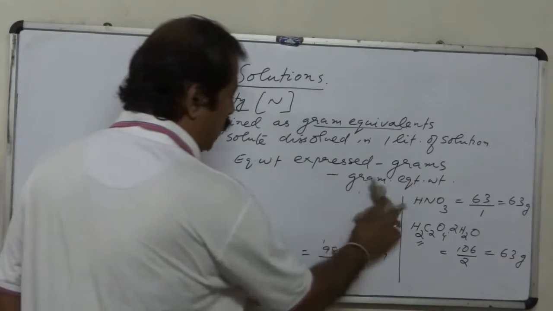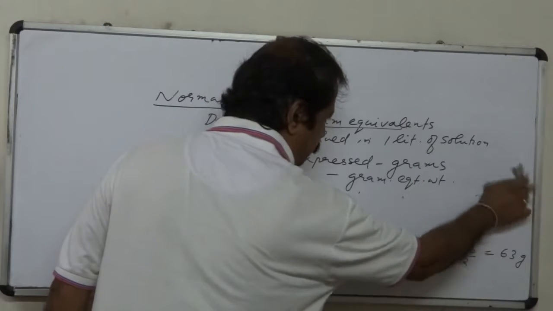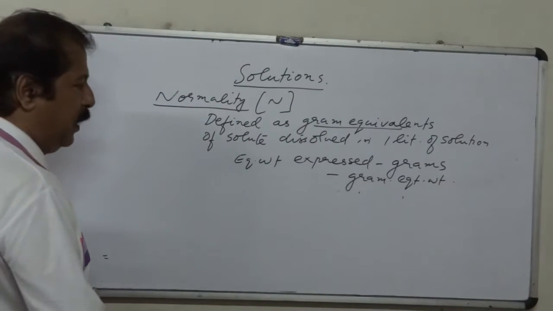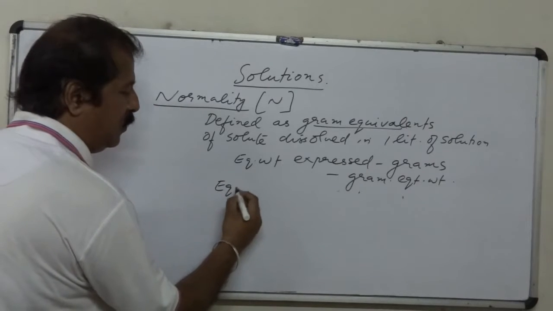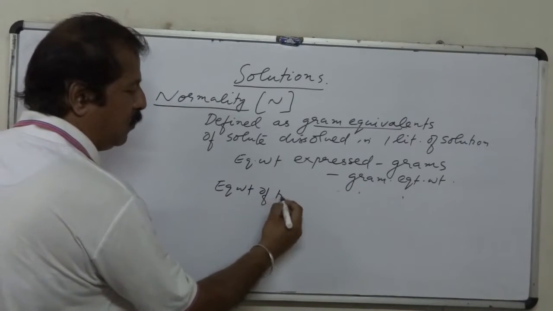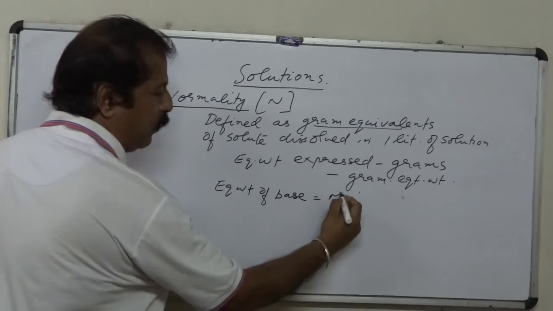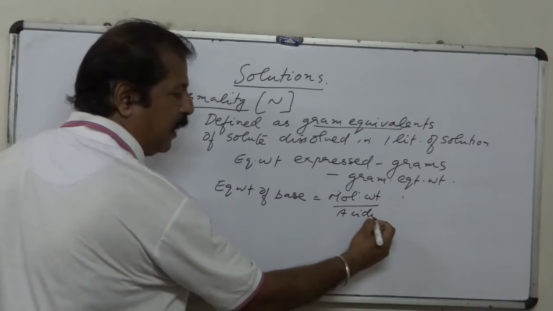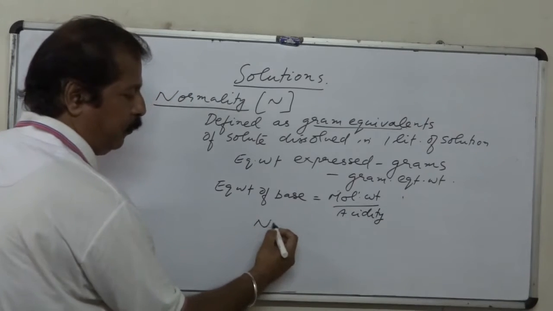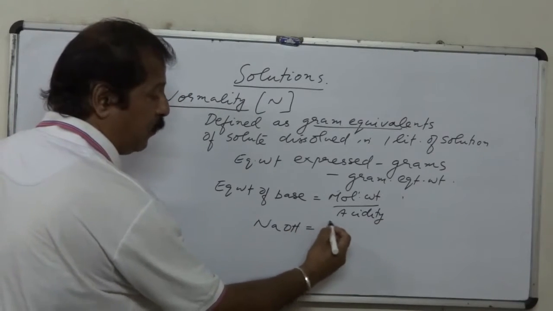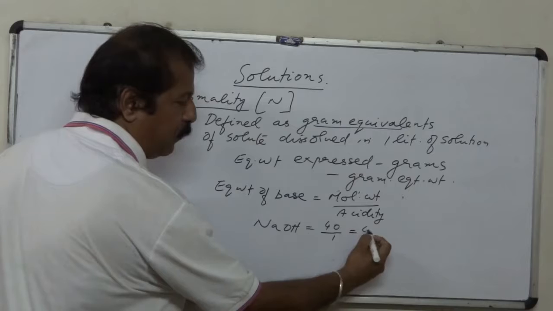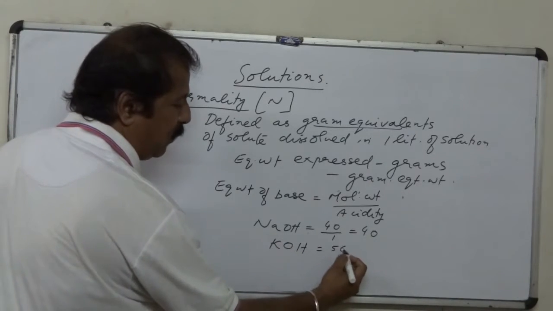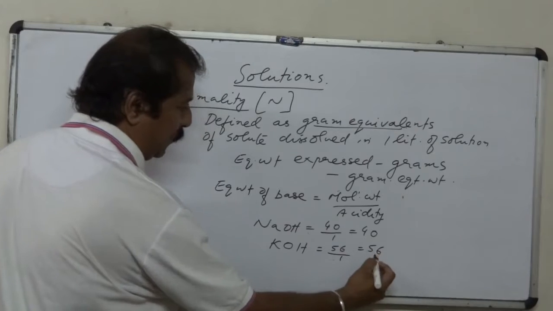We look into the equivalent weight of a base. Equivalent weight of a base is molecular weight divided by acidity. Example, equivalent weight of NaOH is 40 divided by 1, 40. Equivalent weight of KOH is 56 divided by 1, 56.